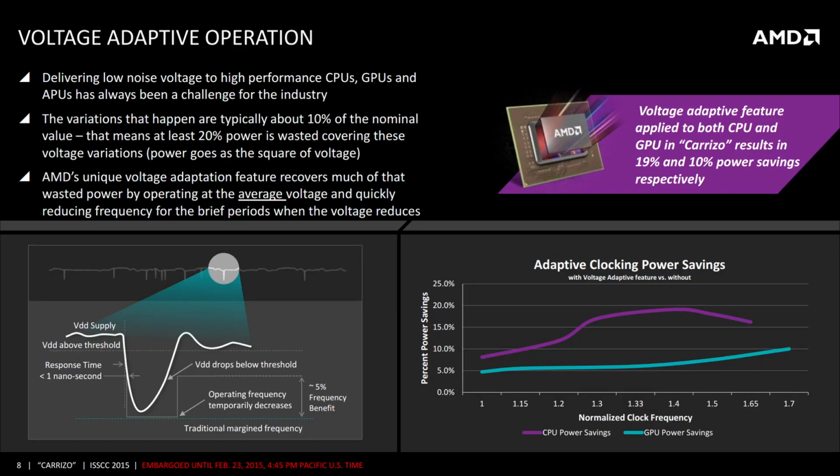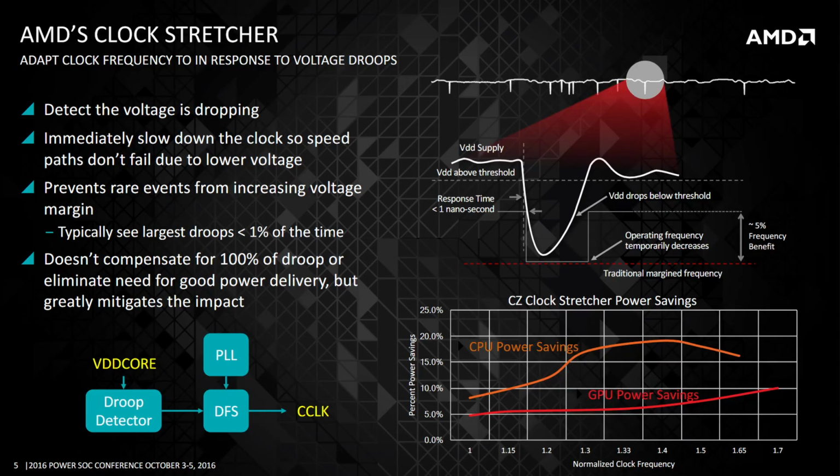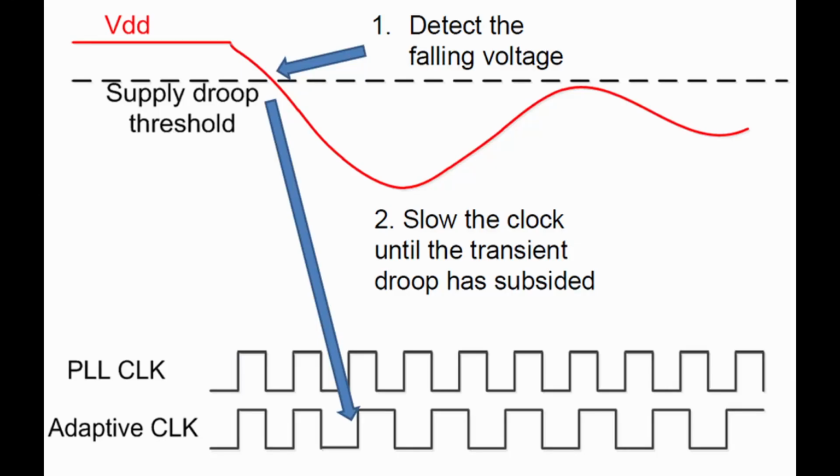Fortunately, AMD CPUs also have voltage adaptive operation technology, more commonly known as clock stretching. The technology consists of two circuits. One circuit serves as a configurable droop detector, and the second circuit functions as a configurable digital frequency synthesizer. For example, we could configure that if a voltage droop of 2.5% or more is detected, the clock period is increased by 5%.